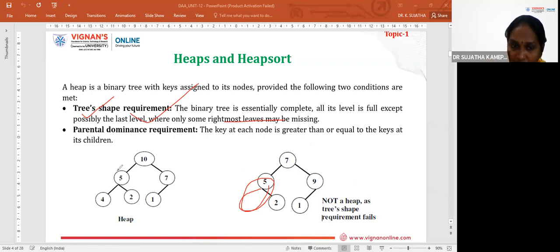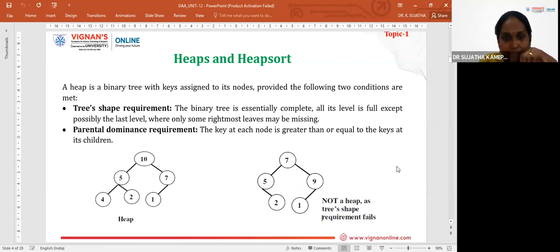So that's why I cannot call it a heap, right? So this is a heap. This is not a heap, right? I hope that you all understood what a heap is. A heap is a binary tree, assigned to its nodes, which should satisfy the tree's shape requirement as well as the parental dominance requirement. If both properties are satisfied, then it is to be called a heap, right?